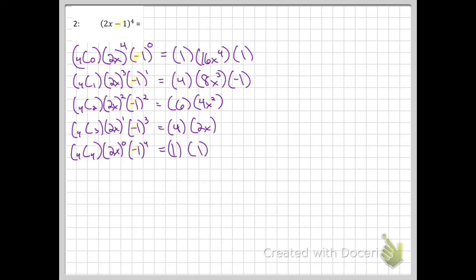Negative 1 to the first is negative 1. Negative 1 squared is positive 1. Negative 1 cubed is negative 1. It's going to alternate. Negative 1 to the 4th is positive 1.